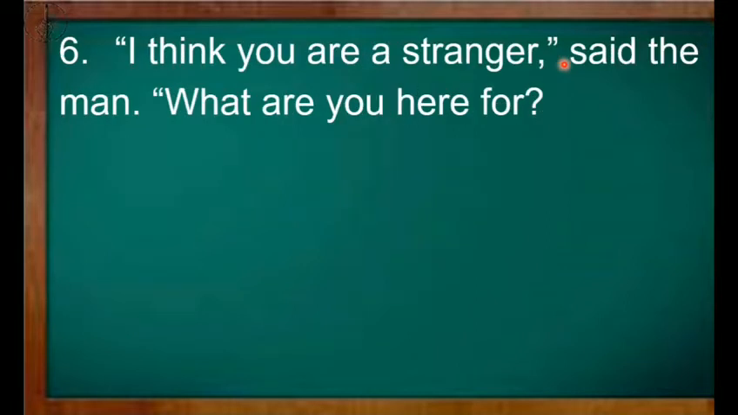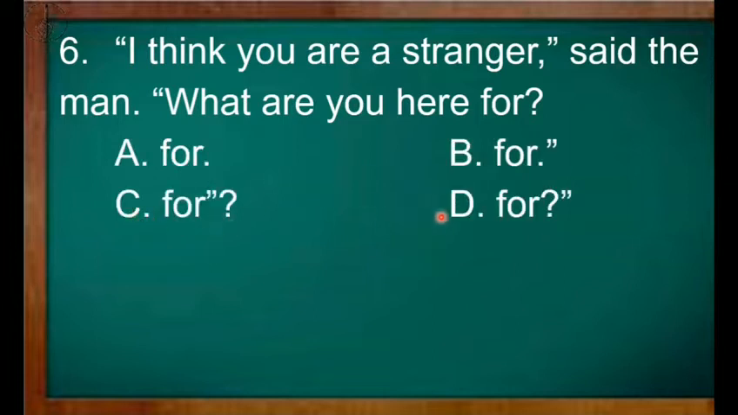Okay. Number 6. I think you are a stranger, said the man. What are you here for? Okay, option A, option B, option C, and option D. If we are going to analyze carefully the sentence, the answer should be option D. It should be like this. Because here we have a quotation followed with what are you here for, and ends with a question mark, and of course it should be followed by a close quotation mark here.